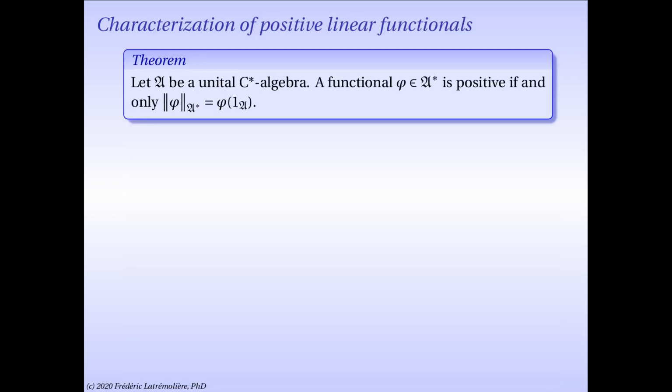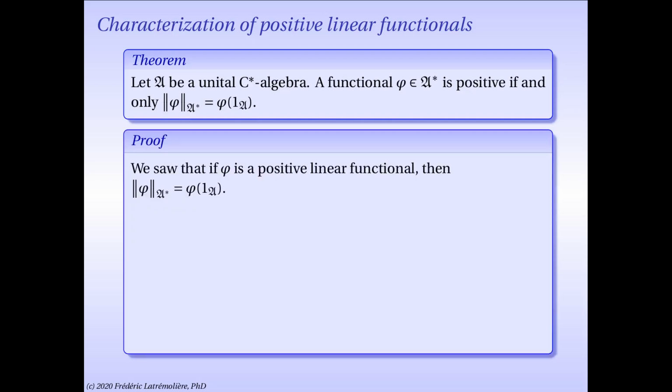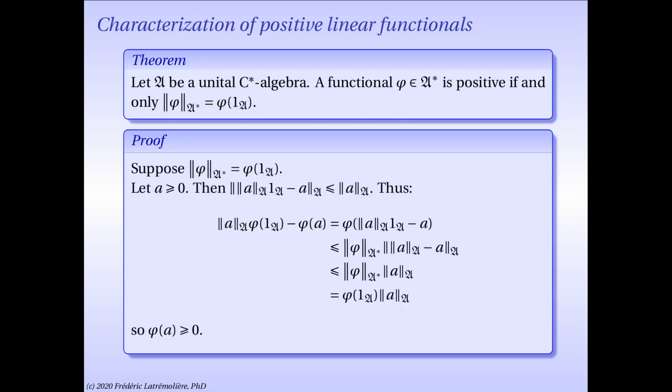Now, amazingly, a continuous linear functional over a unital C-star algebra is positive if and only if its norm equals its value at the unit. Indeed, we've just seen that if phi is a positive linear functional, then the norm of phi equals phi at the unit. So we're interested in the converse now. Suppose we are given a continuous linear functional over a C-star algebra A with a unit, such that the norm of that continuous linear functional equals its value at the unit. And let's call that linear functional phi. Let's pick A, a positive element in our C-star algebra.